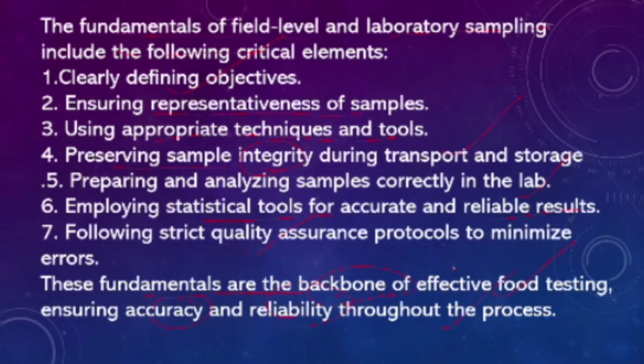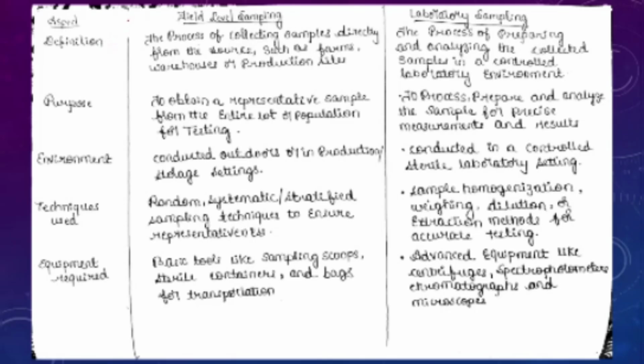Now we will see the differences between these two, that is field level sampling and laboratory sampling, so that we get a proper idea about this topic. First one is definition. Field sampling is the process of collecting the samples directly from the source, that is from farms, warehouses or the production sites.